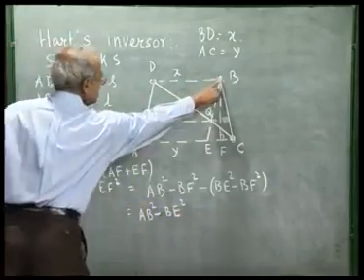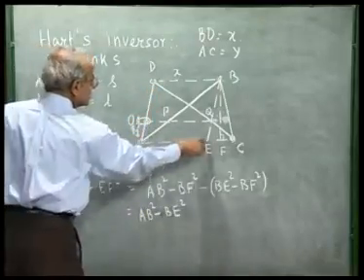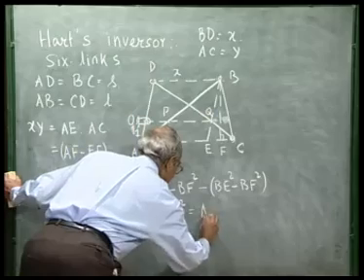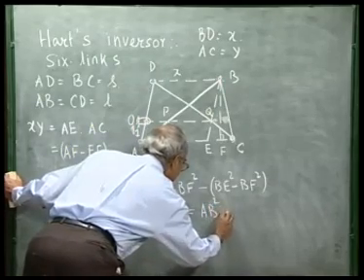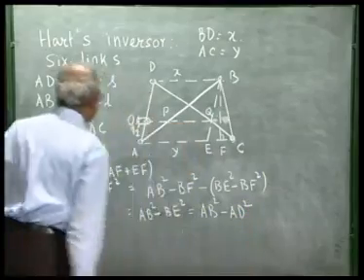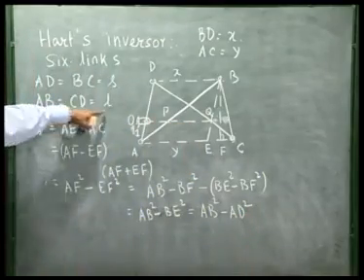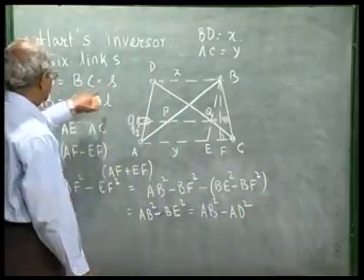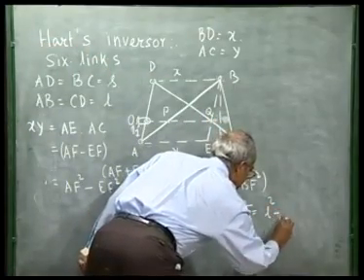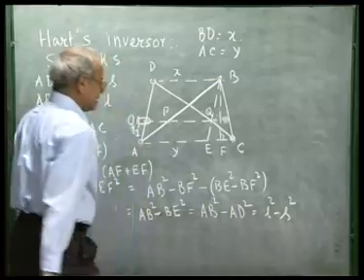And BE is the same as AD because this figure is a parallelogram. So I can write AB squared minus AD squared. Now AB I called L and AD I called S, which are link lengths. So, however the figure is deformed, they never change.